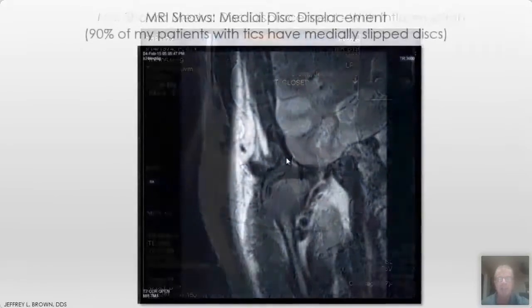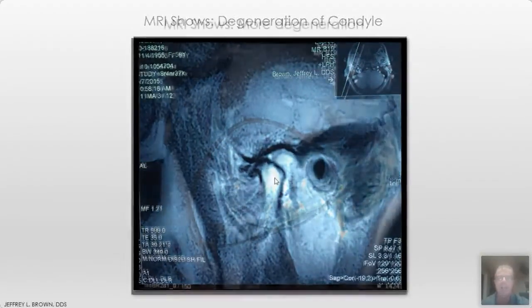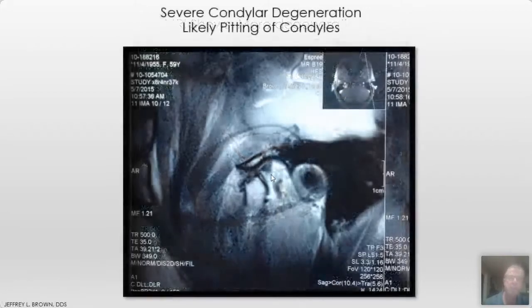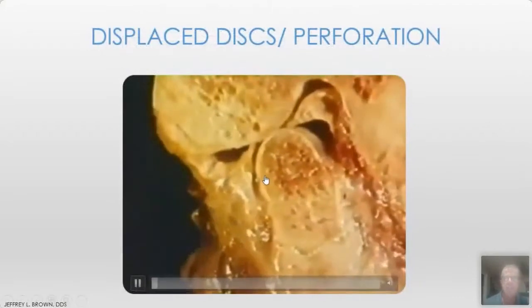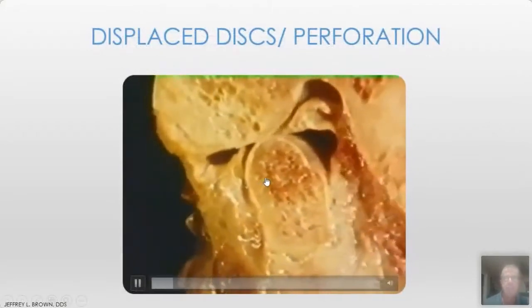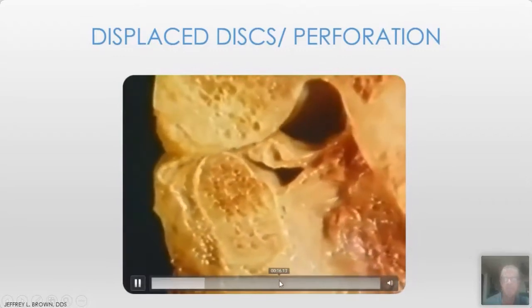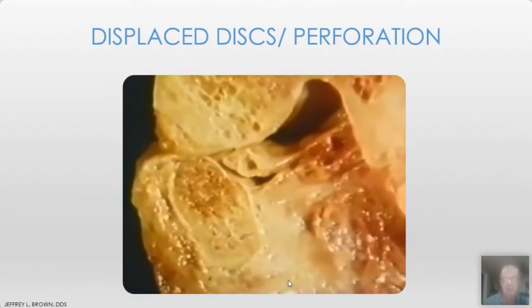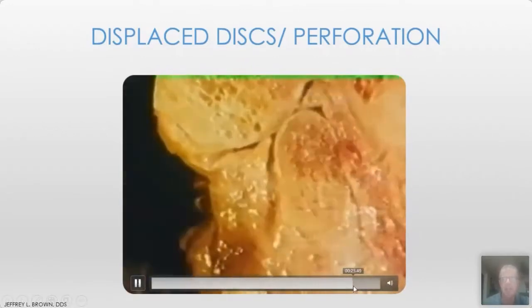Inflammation, swelling all through here. And there's some very distinct degeneration of the condyle. Unfortunately, I see way too much of this. And this helps you decide on the type of appliance. Condylar degeneration. I'm going to skip through. That's a perforated disc there.